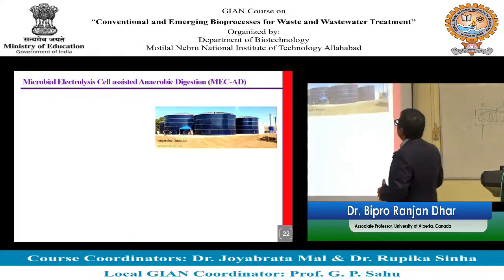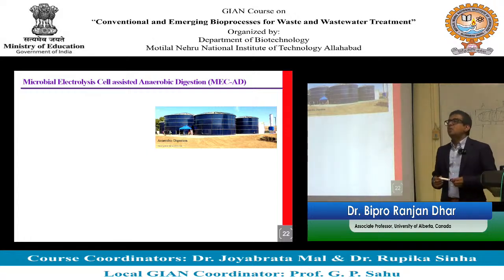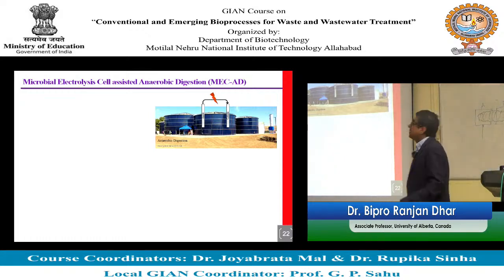Okay. So yesterday I was talking about how we can combine this process with the anaerobic digestion process. For example, in an anaerobic digester, we can introduce an electrode and apply some voltage to generate hydrogen, and we can have a better process. So how can it be better?